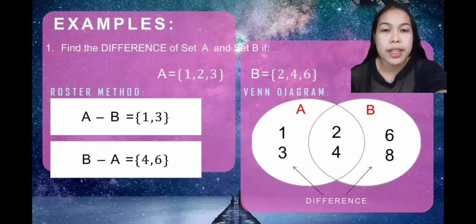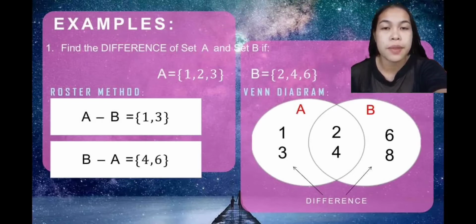In number 1, find the difference of set A and set B. So as we can see, ito ang sinasabi ko, roster method. Set A contains 1, 2, 3, and set B is equal to 2, 4, 6. Roster method, difference in A but not in B is 1 and 3. Difference in B but not in A is 4 and 6. Then, here is the illustration in Venn diagram. A contains 1 and 3 while B contains 6 and 8. Then 2 and 4 are the same thing on them.